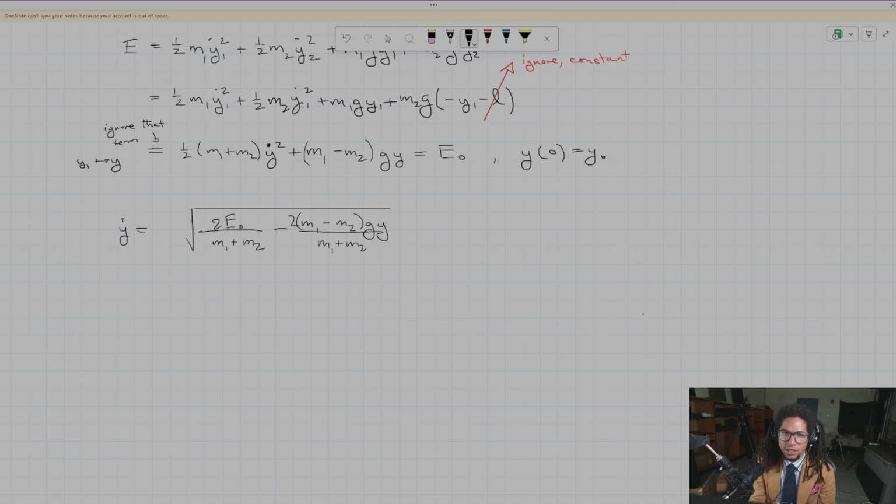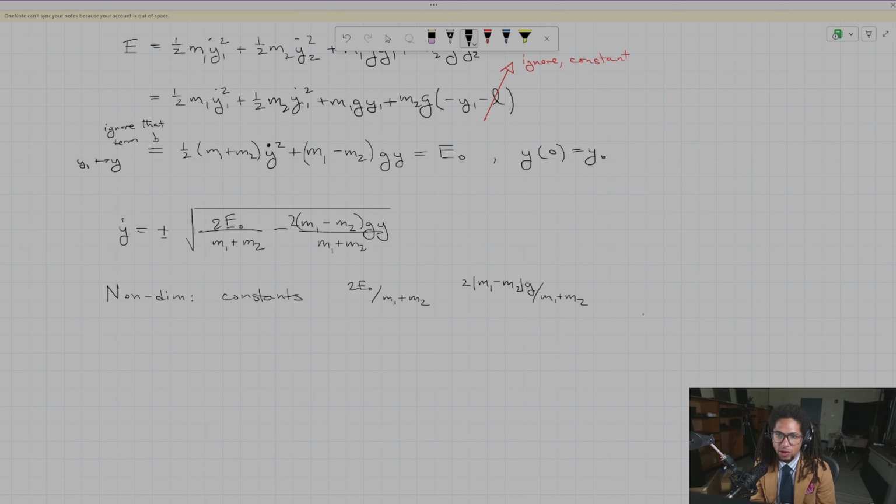And just as before, I need to include my plus minus here. All right, now I'm ready to non-dimensionalize. And my constants are, well, I have 2e naught over m1 plus m2. I have 2 times, I'm going to write it as absolute value m1 minus m2, g over m1 plus m2. Now that's because I want my constants to always be positive. And so if I use this absolute value here, that's what I'll get. And then lastly, I have y naught. That's also a constant.